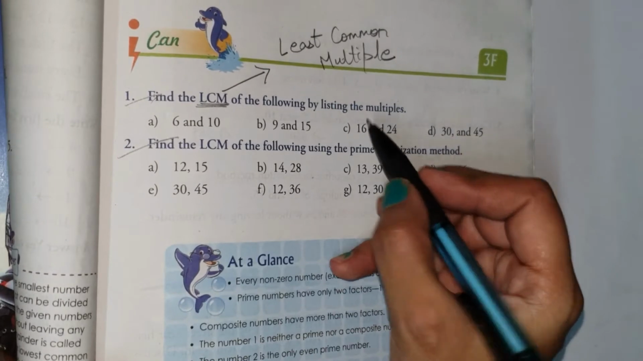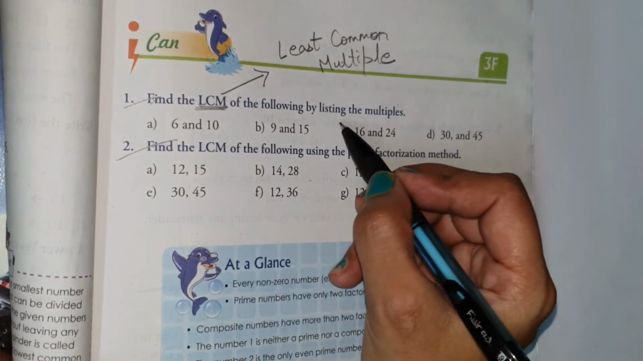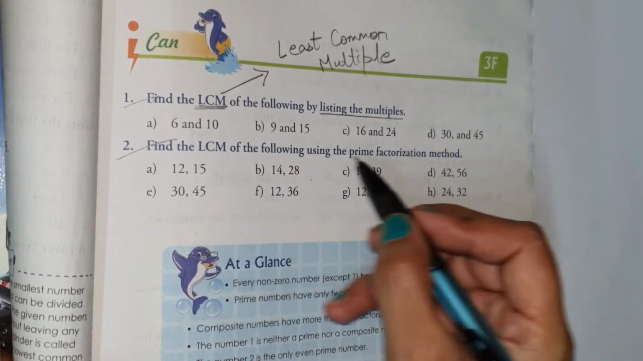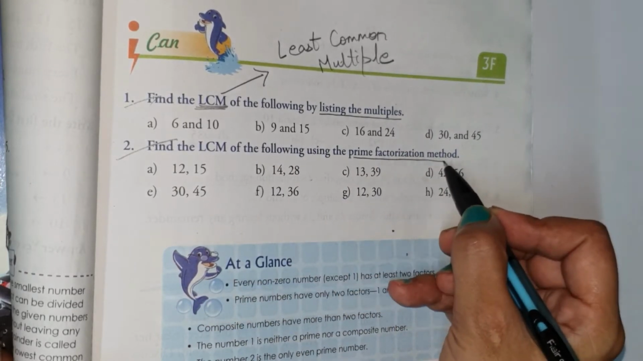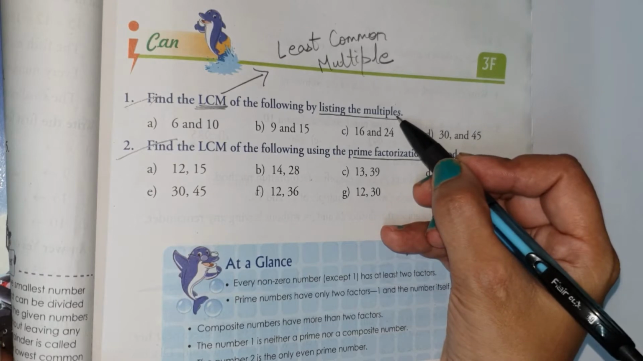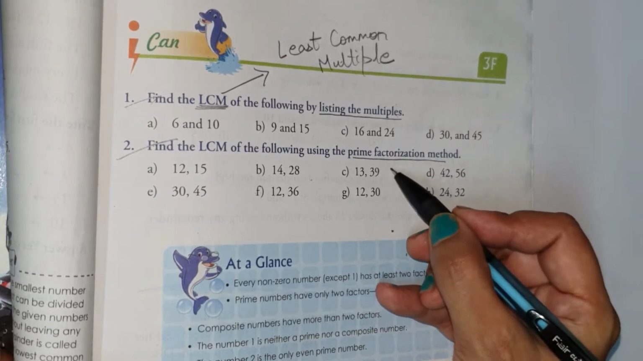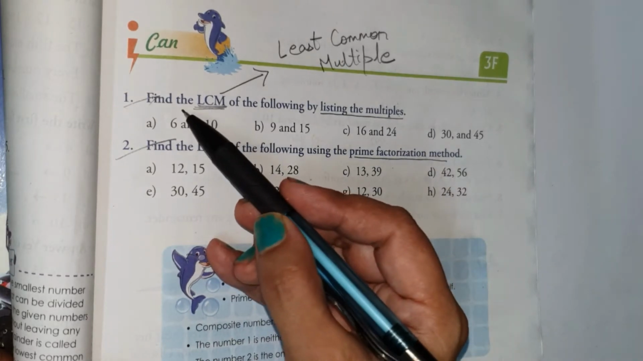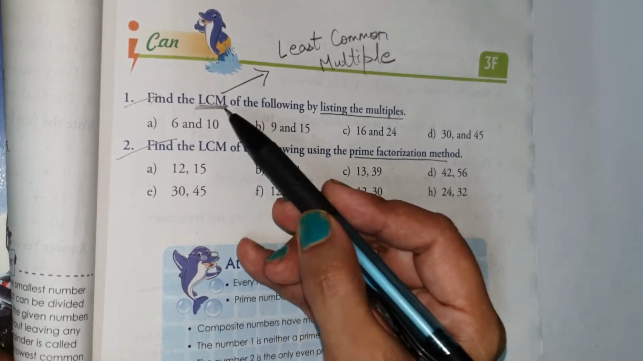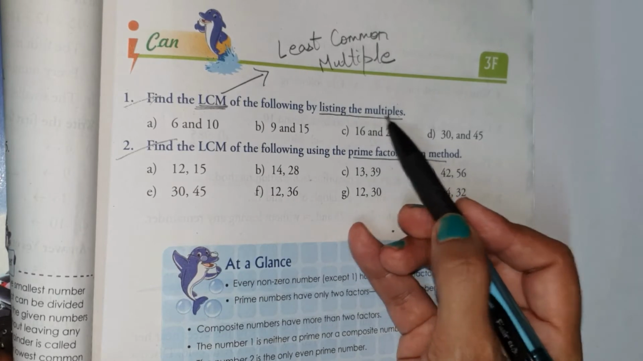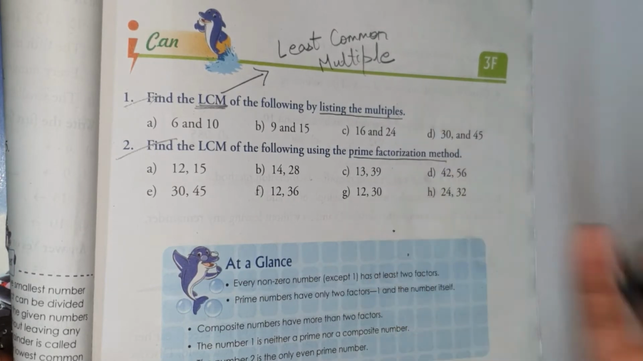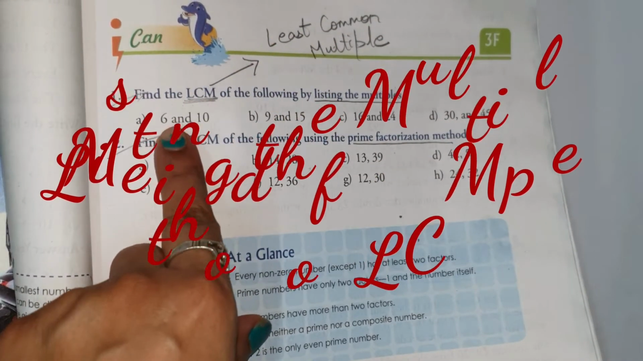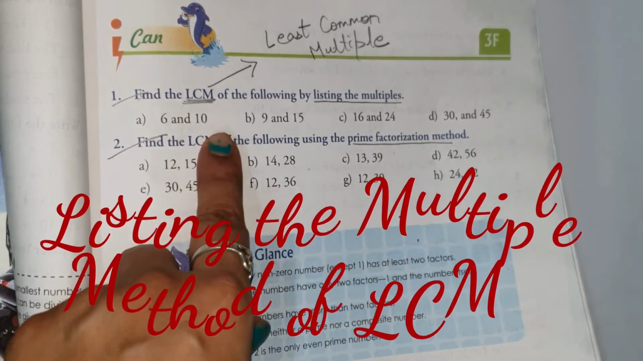So there are a total of two methods of finding LCM. The first one is the listing the multiples method and the second one is the prime factorization method. The first method you will learn in question number 1 and the second method you will learn in question number 2. So let's begin with question number 1, where I am teaching you how to find LCM using listing the multiples. Part A is to find the LCM of 6 and 10.